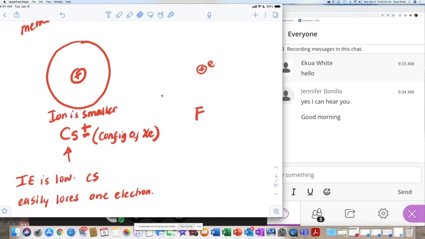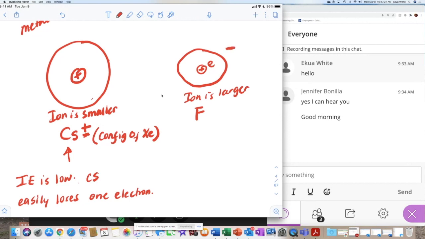It gets larger. We talked about this in the previous chapter: when an atom gains an electron, it becomes larger because it's like it gained a new electron with a new layer, right? So in this case, fluorine has more electrons, more size, it's more massive. Fluorine becomes larger. So the fluoride ion is larger than it was before, but not larger than the cesium ion, okay?